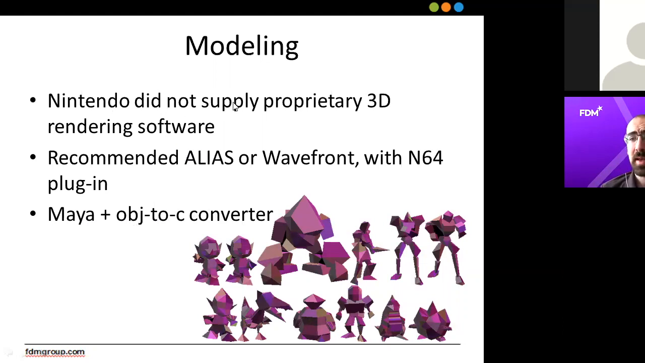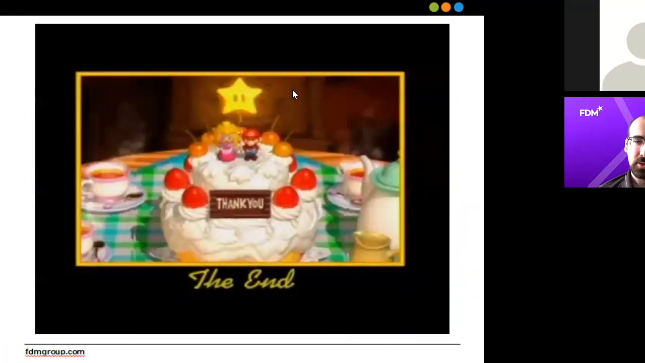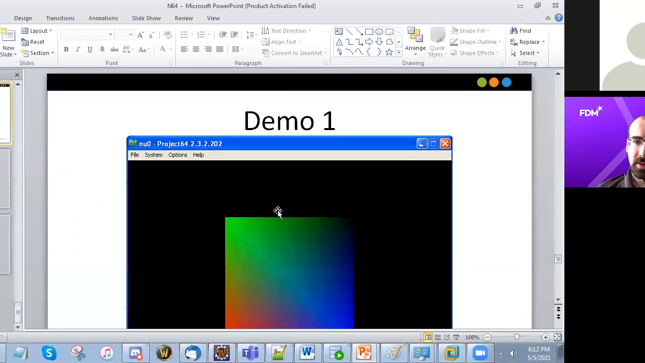Nintendo did not supply any proprietary 3D rendering software. That's okay. Alias and Wavefront are two 3D rendering tools which existed back then. I think Blender is probably the most popular one today. As long as you can get it into a C file, you can do this with any program. Okay, so I'm starting with this square and then I'm gonna transform it into a pyramid and we're gonna implement a jump.